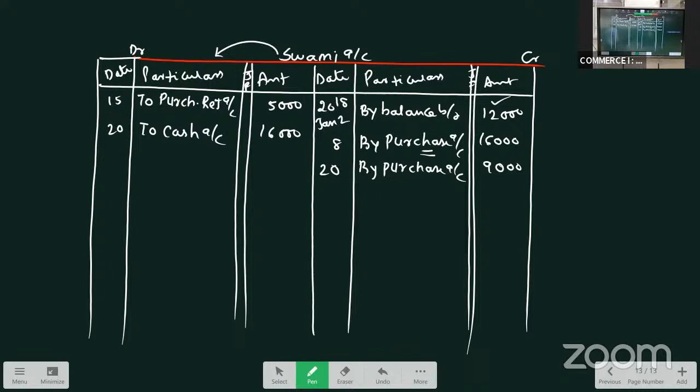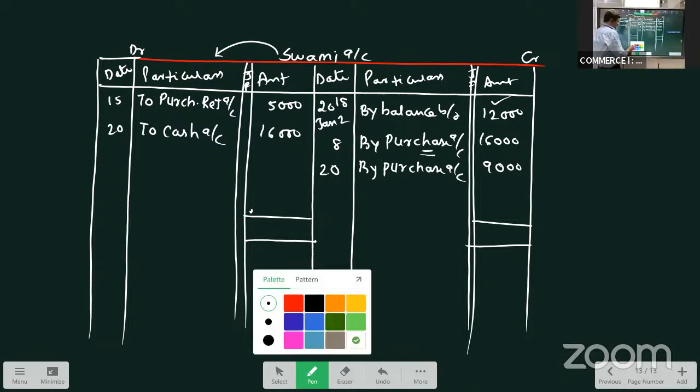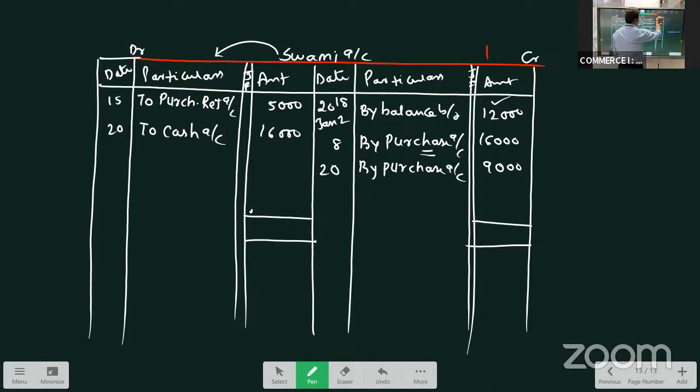And the account is settled on 30th at 10% discount. Now this is very important. After posting the entries on debit and credit, this is very crucial here, balancing. See which side is heavy? Debit side we have 21,000. Credit side we have 28 plus 9, 37,000. So which side is heavy? Obviously it is the credit side. This side is heavy.